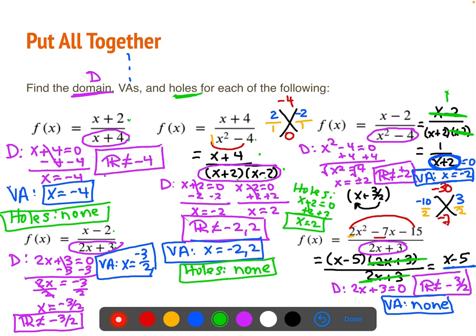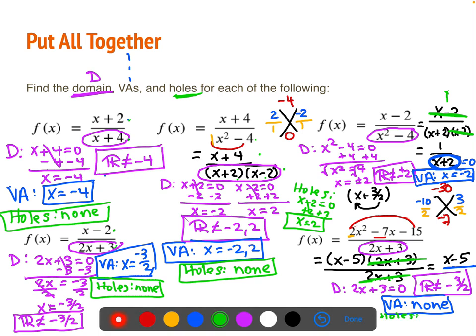It makes sense. My R is not equal to, all real numbers is not equal to, plus and minus 2. The VA is -2, so that means +2 has to be the hole. Now I'm down here to number 4. Nothing that canceled on him, so my holes are none.